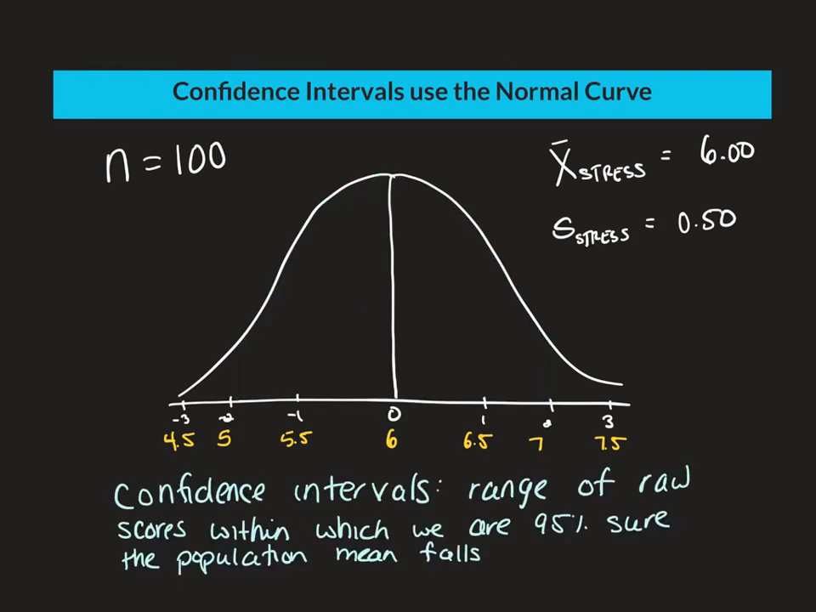95% confidence intervals refer to the numbers within which we are 95% sure the actual population mean exists. Our confidence intervals take into account sample size. Here's the formula we use to find our confidence intervals.